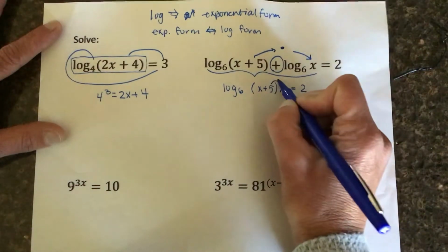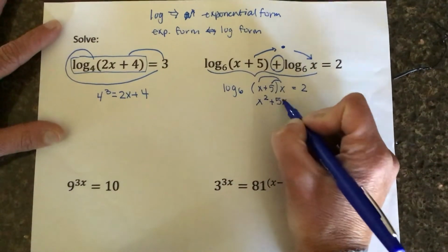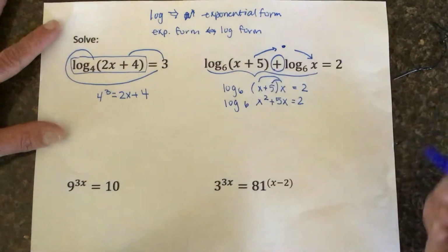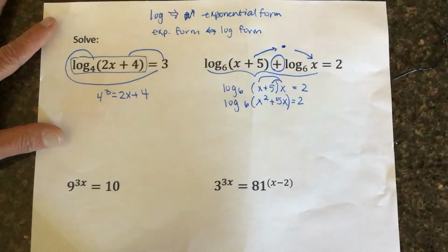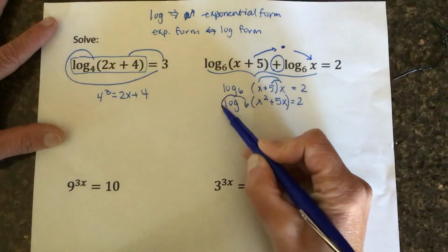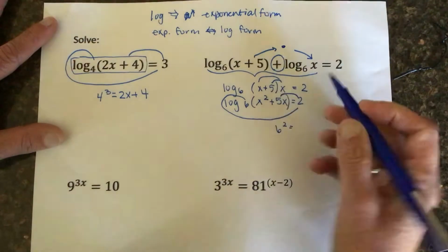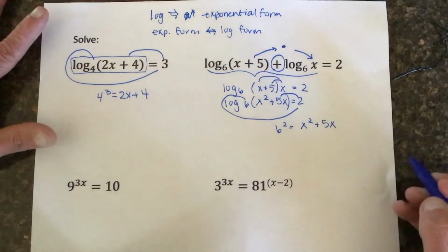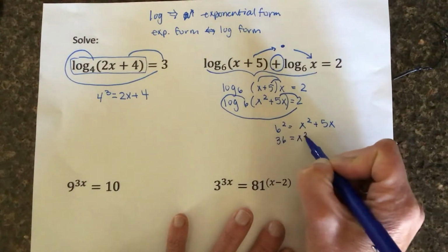Now in simplifying this, because I definitely want to simplify first, I'm going to get x squared plus 5x. And of course that log with base 6 is still there. I'm going to put parentheses around that so you can see that's a quantity. Now I need to get rid of the logs by writing this in exponential form. So I'm going to take 6 to the 2nd power, and that is equal to x squared plus 5x.